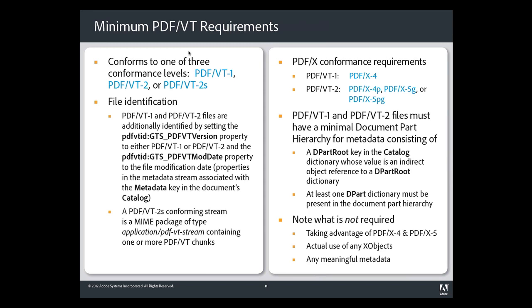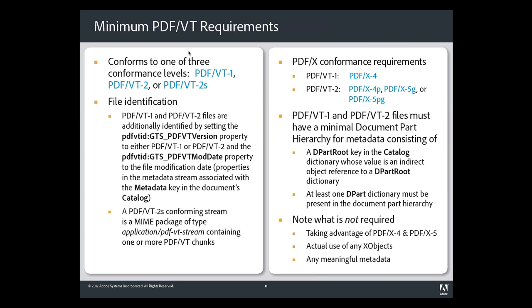Three conformance levels: PDF VT1, VT2, and PDF VT2S. Differentiating that, the identification is indicated in the front of it. PDF VT2S is a stream. It isn't a PDF file itself. It's a MIME collection of files.